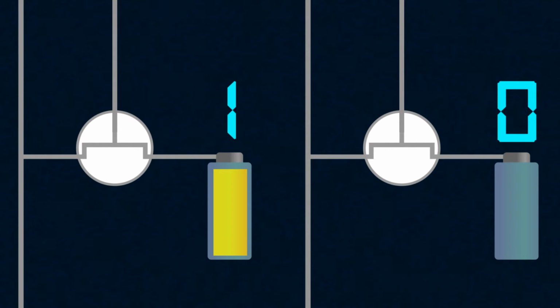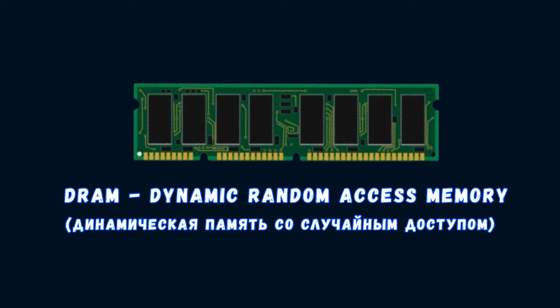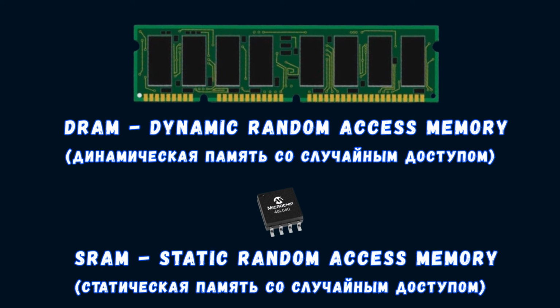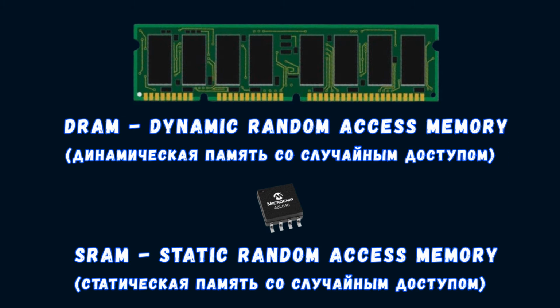This refresh procedure occurs constantly, several thousand times per second, to ensure that we don't lose any data. The need to constantly update the information stored in capacitor-based memory determined its name, DRAM, or Dynamic Random Access Memory. The transistor cache memory, on the other hand, is called SRAM, which stands for Static Random Access Memory, as it does not require a refresh procedure.